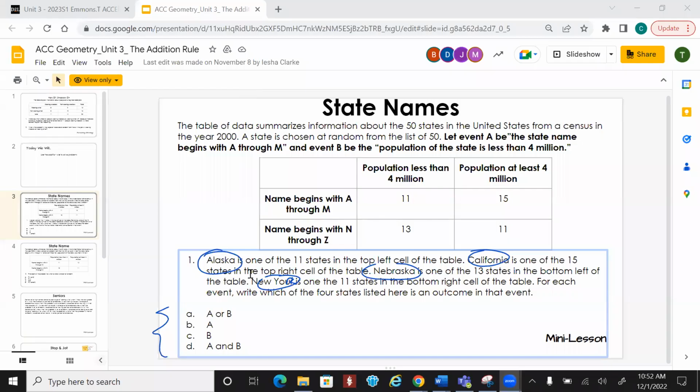So A and B means that they have to have less than 4 million and begin with A through M. So how many or which state would actually have that? Alaska. But the question is or, right? So it's anybody who begins with A through M or is less than 4 million.